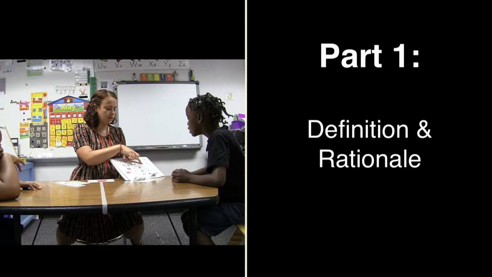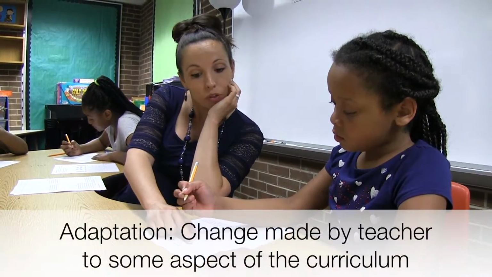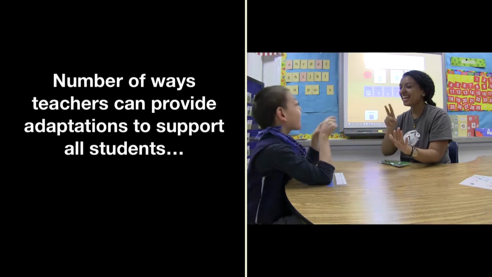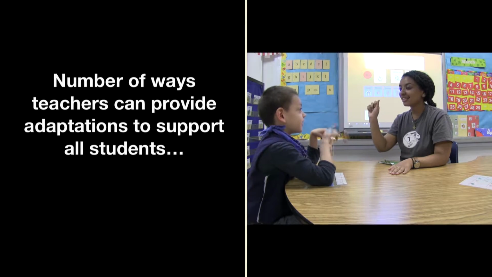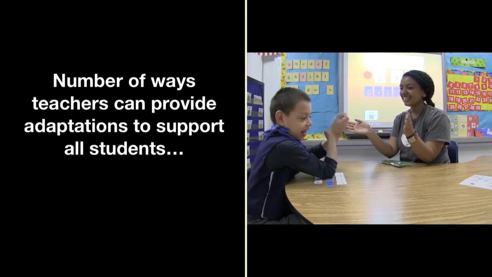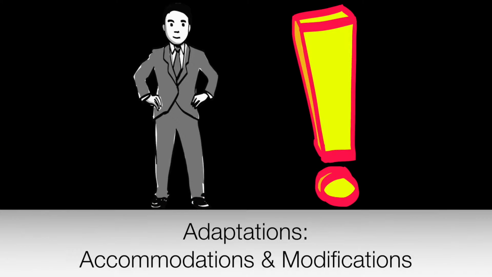Part 1, Definition and Rationale. Broadly speaking, an adaptation is a change made by the teacher to some aspect of the curriculum. There are a number of ways that general and special education teachers and other stakeholders can provide adaptations to curriculum tasks and materials to help all students, including those with disabilities. Many of these can be made informally. However, in this video, we refer to 2 types of adaptations specifically for use with students with disabilities: accommodations and modifications. Let's start with accommodations.